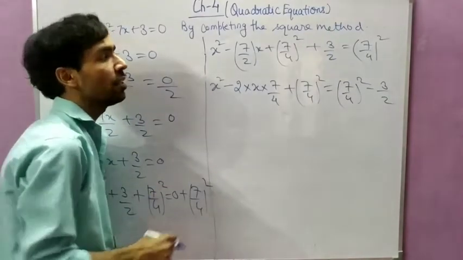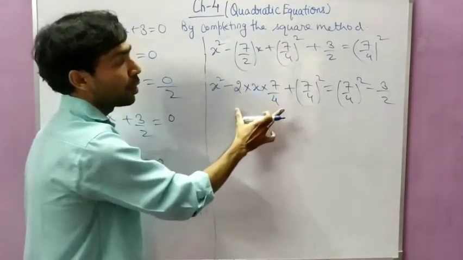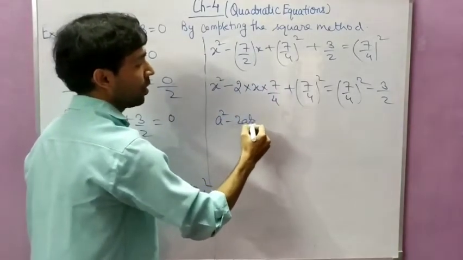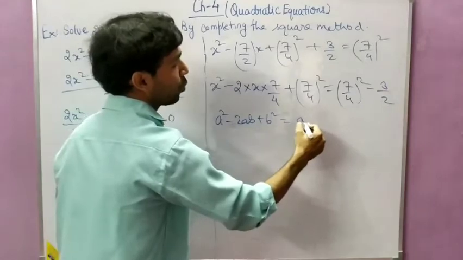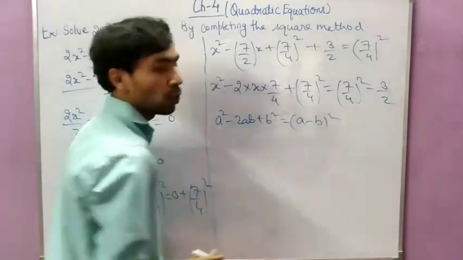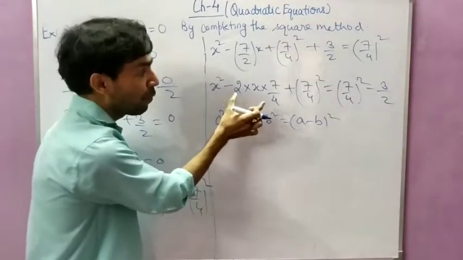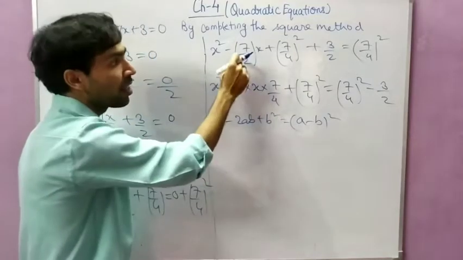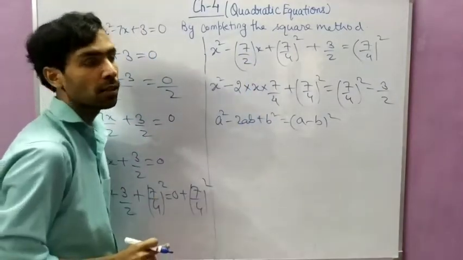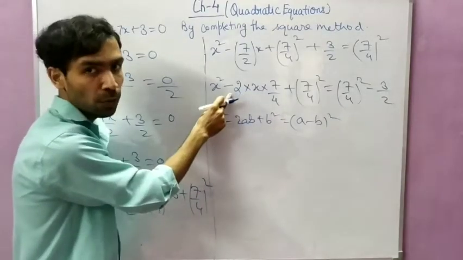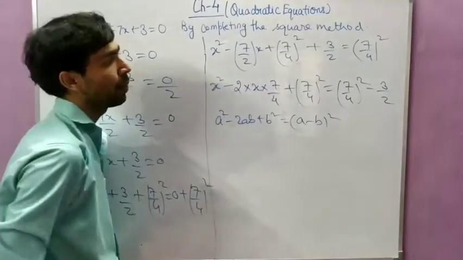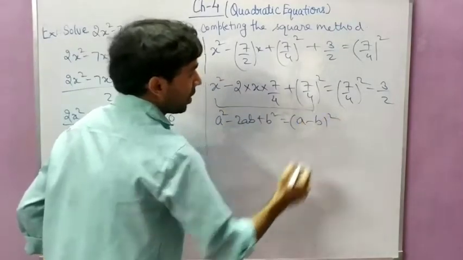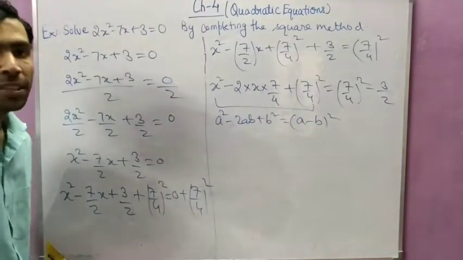Now most of the students will say, sir, why have you done this like this? Because I have to write in this form, a square minus 2ab plus b square, which is equal to a minus b whole square. You all know. So first we have to represent this like this. When you solve it now, you will get this only, that's 7 by 2x. See, 4 will be cancelled by 2, so it will come 7 by 2 only. So this can be the formula of a minus b whole square.